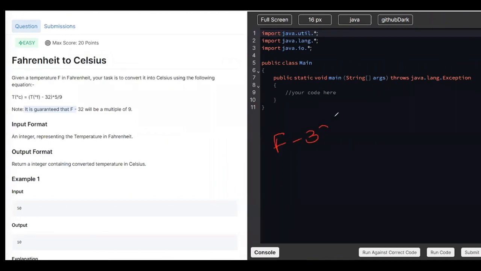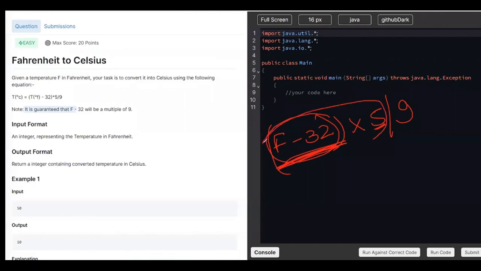If I tell you that when you do F minus 32, it is a multiple of 9, right? So what are you doing, guys? Try to understand. First of all, you calculate F minus 32, it is a multiple of 9, right? Then you multiply it by 5. So F minus 32 is a multiple of 9 and you multiply it by 5. So whatever result you get, that will also be a multiple of 9. So it will be exactly divisible by 9. You won't get decimal answers.